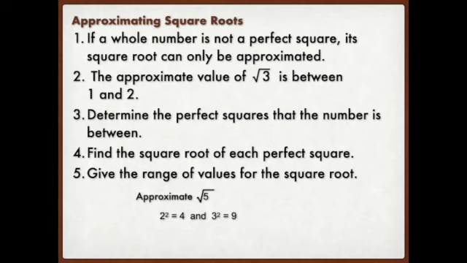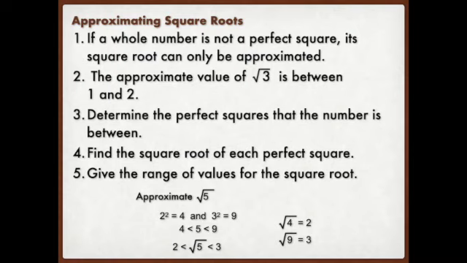We know 2 times 2 is 4, 3 times 3 is 9. So 2 times 2 is 4, so the square root of 4 is 2, and the square root of 9 is 3. So the square root of 5 has to be between 2 and 3, where 2 is the answer of the square root of 4, and 3 is the answer of the square root of 9.